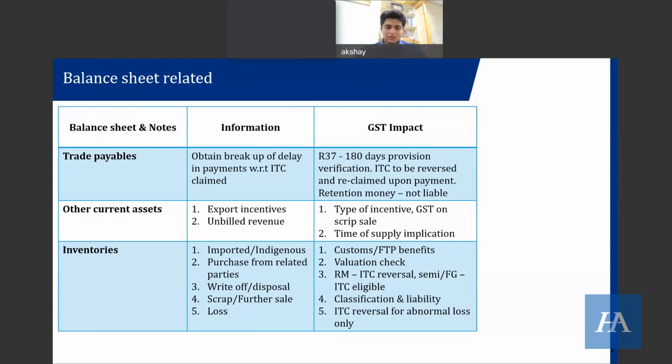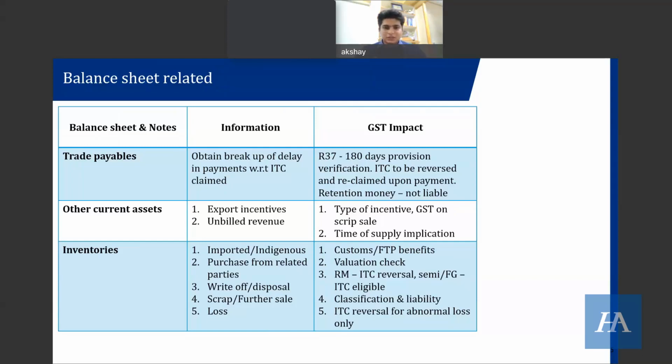The importance of this rule is that even if you do reverse the credit upon non-payment to vendors, you can reclaim the credit upon payment at a later stage without any time restrictions. Another important concept in trade payables is to verify whether there is any retention money mentioned. If it is retention money, that will not be covered under this Rule 37 180-day implication.